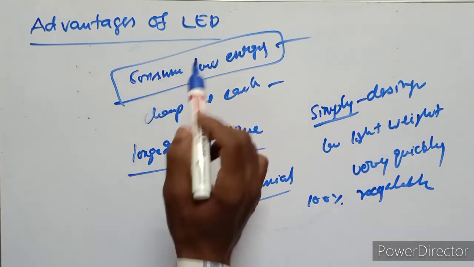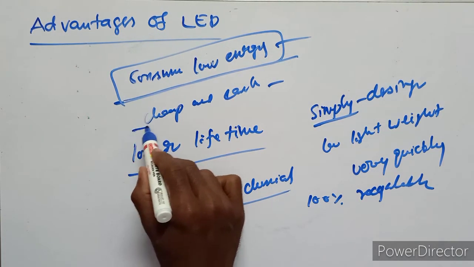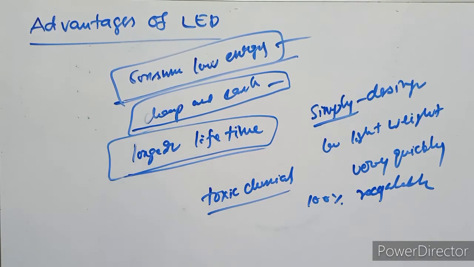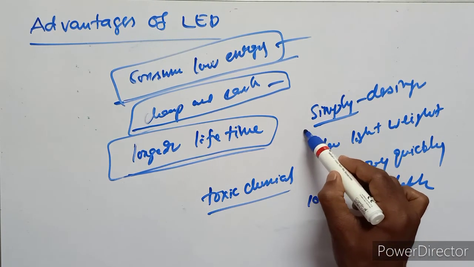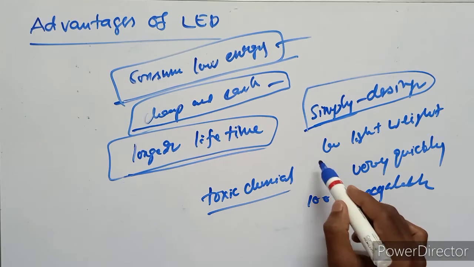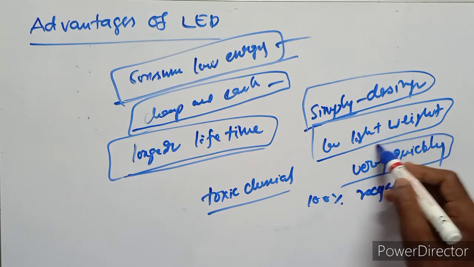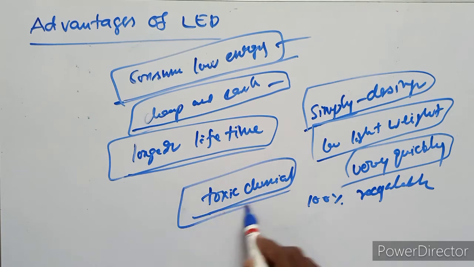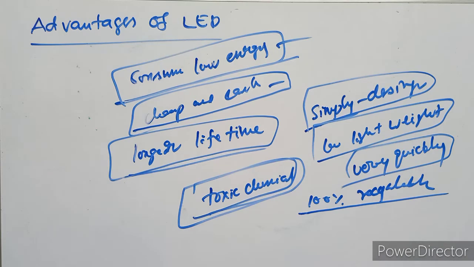So, advantages of LED: LEDs consume low energy. LEDs are cheap and easily available. LEDs have a longer lifetime. Various LED designs can be made very simply. LEDs are lightweight. LEDs can be operated very quickly. LEDs do not contain any toxic chemicals. LEDs are 100% recyclable. These are all advantages.